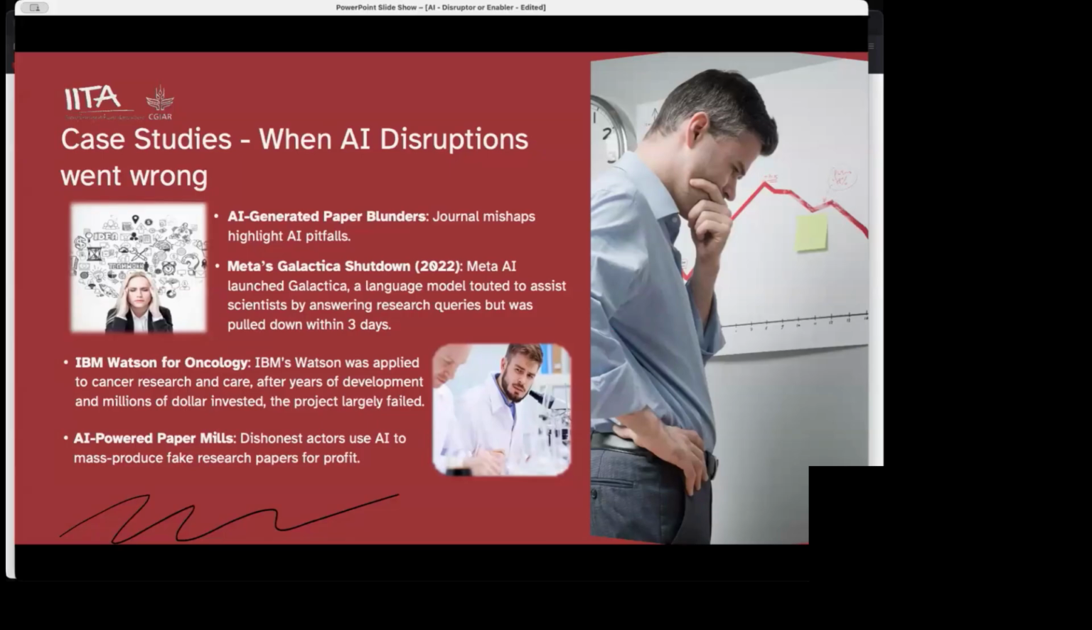And lastly, is a troubling trend in academic publishing, the so-called paper mills. They've started using AI to churn out fake research papers for profit. There are some dishonest actors. They can have AI write an entire bogus paper, including invented data, and then try to get it published or sell it to researchers that are desperate for publications. This is a direct abuse of generative AI.